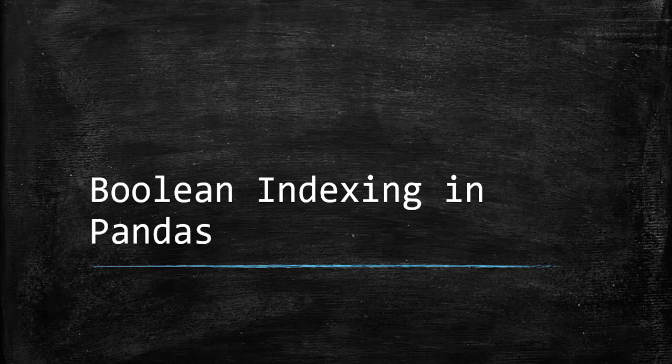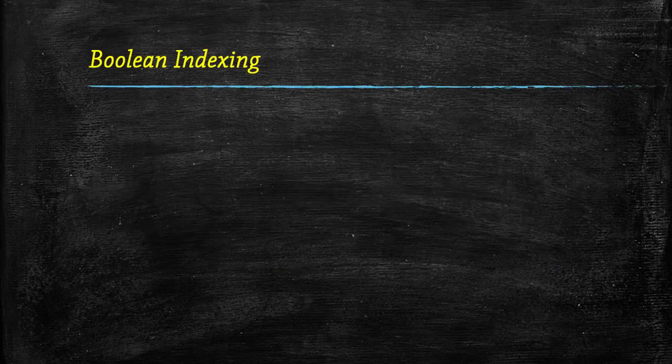Hello everyone. In today's session, we are going to learn about Boolean indexing in Pandas. Like default indexing 0, 1, 2 or labeled indexing, there is one more way to index, that is Boolean indexing. Now, you may be wondering why we need Boolean indexing when we already have index.